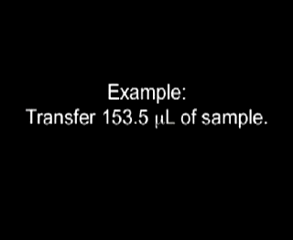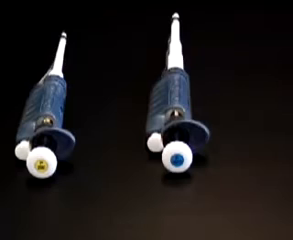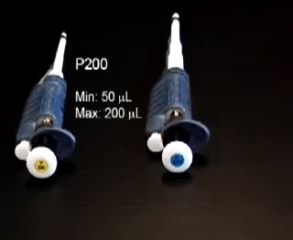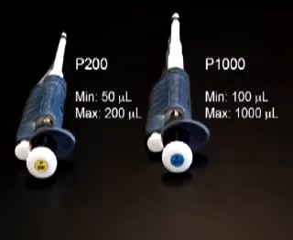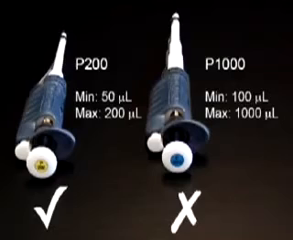Let's say, for example, your procedure requires you to transfer 153.5 microliters of sample. The first step involves the selection of the PipetteMan with an appropriate volume range. In this example, a couple of choices exist. The P200 has a recommended volume range of 50 to 200 microliters, while the P1000 has a recommended range of 100 to 1000 microliters. Remember, the lower end of a volume range always has a higher standard deviation. Therefore, the P200 is the better choice.